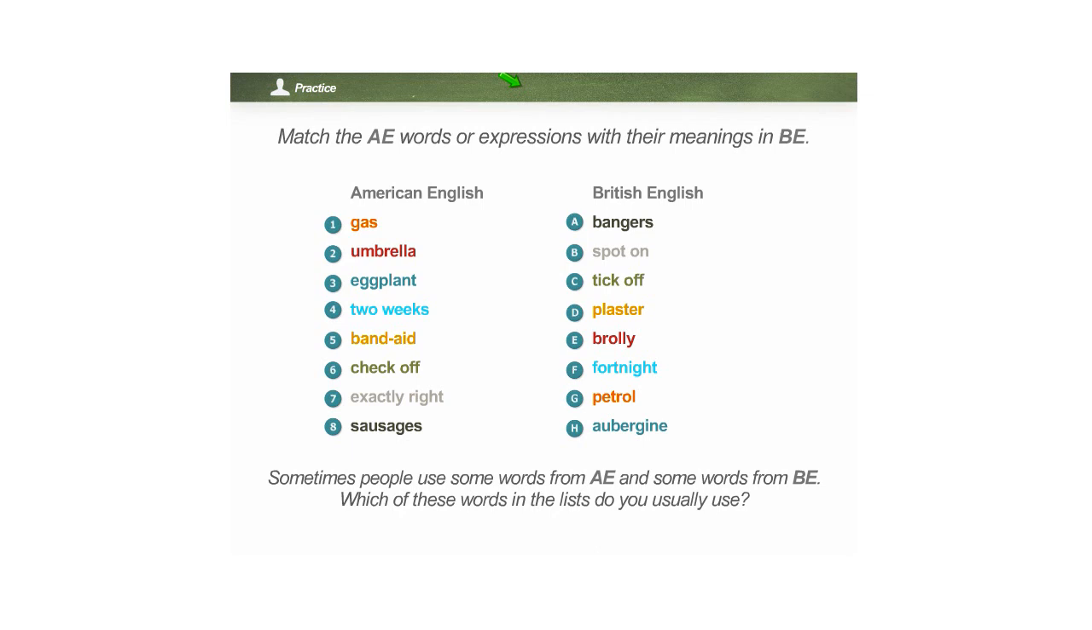Okay, who can tell me number 5? Band-aid. Okay, tell me, Rustam, go ahead. I think it's plaster. It's what you put on when you have hurt your hand, for example. Excellent, yes, a band-aid and a plaster. So if you cut your hand, you put a plaster on it. Okay, what about this one? Check off. To check off something.